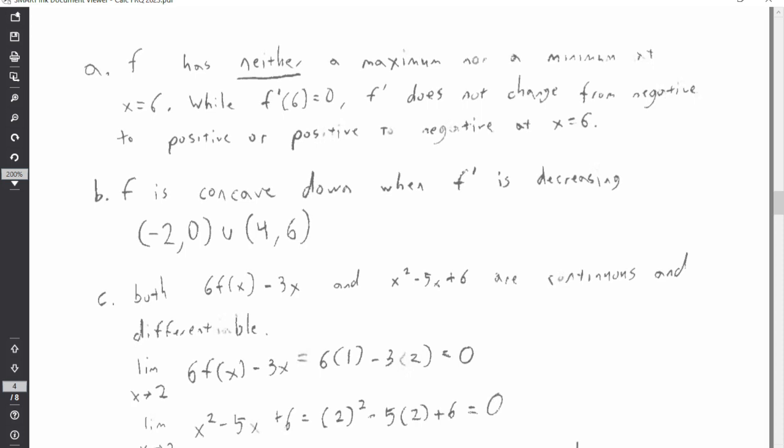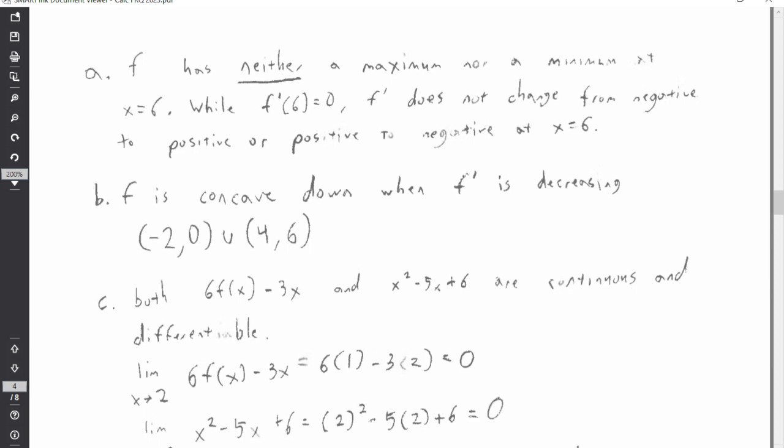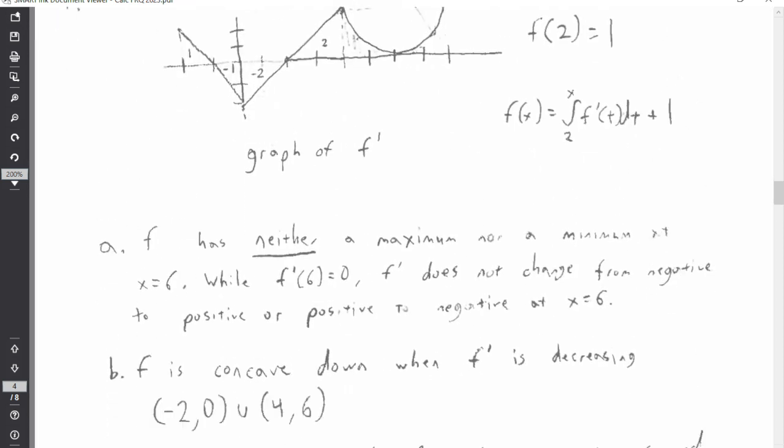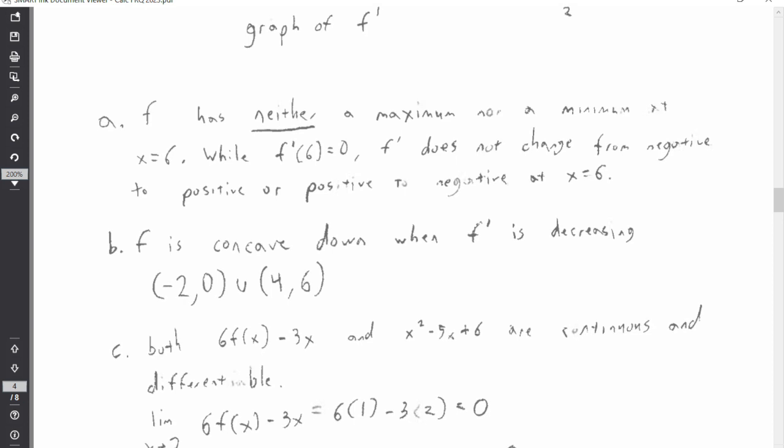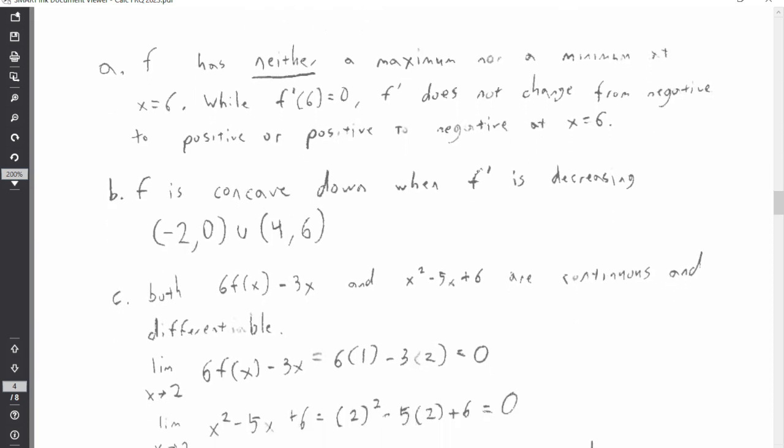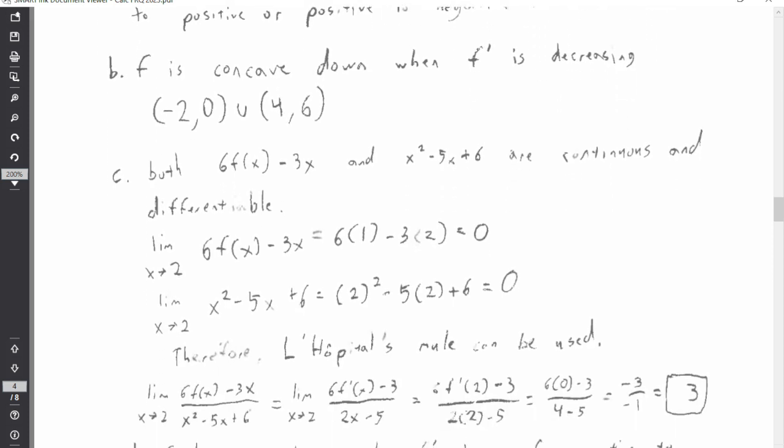So the limit of the top, well, 6 times f of 2 minus 3 times 2. Well, f of 2, we're told up here is 1. So the top is 0. And the bottom, plug in 2, I get 0. So we wind up with that indeterminate form of 0 over 0. Therefore, we can apply L'Hopital's rule, which is derivative of the top over derivative of the bottom.